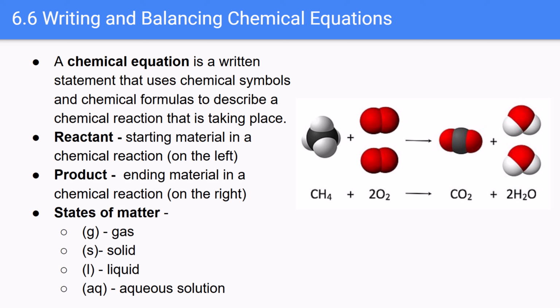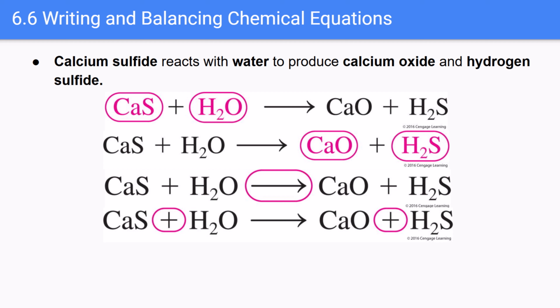In addition to that, you may see states of matter that are described next to the chemical formulas that are listed. G is representative of gas, S is representative of solid, L is that of liquid, and AQ is representative of an aqueous solution, which is just simply an ionic substance that is typically dissolved in water.